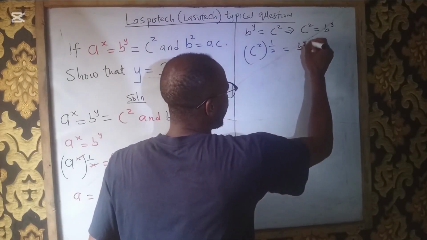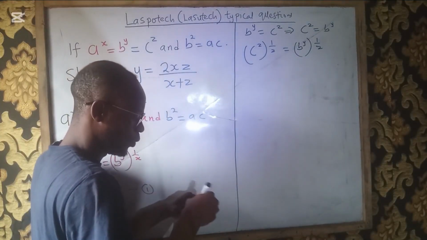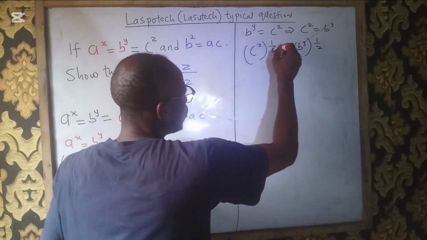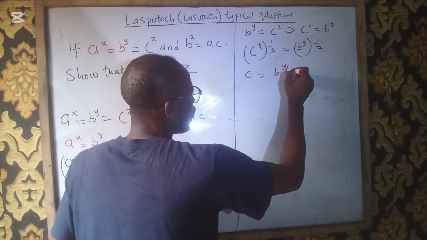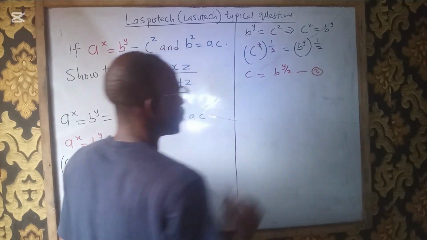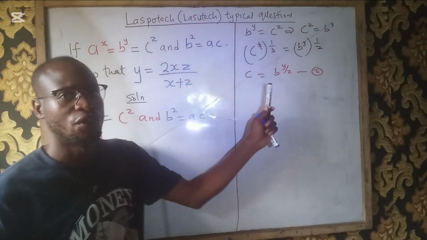B raised to the power of y, bracket 1 over z. So this and this will cancel out. You are now left with c equals b raised to the power of y over z. Let me call that equation 2. So I have been able to make both a and c subject of the formula.